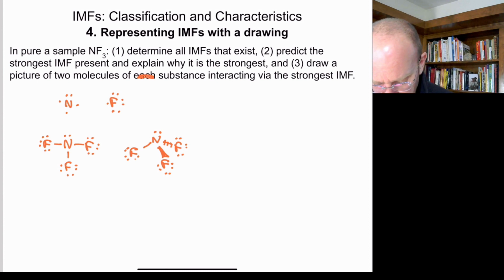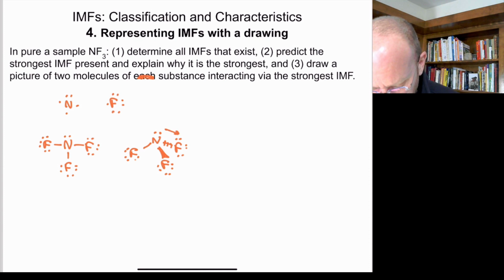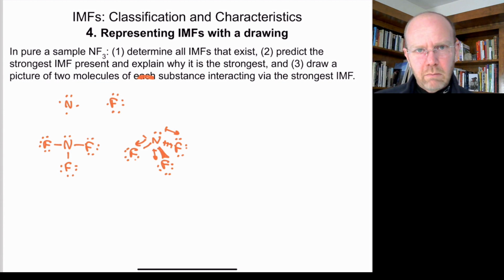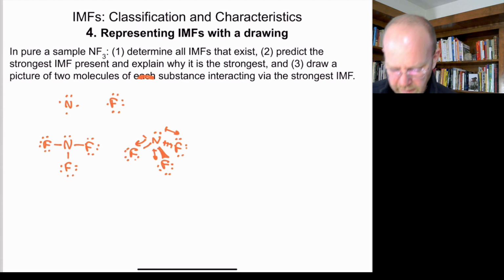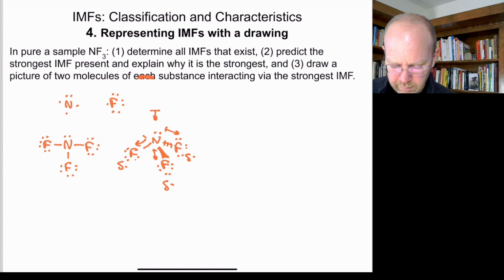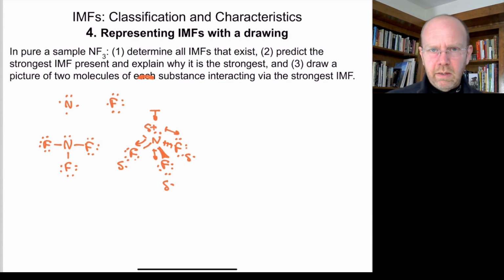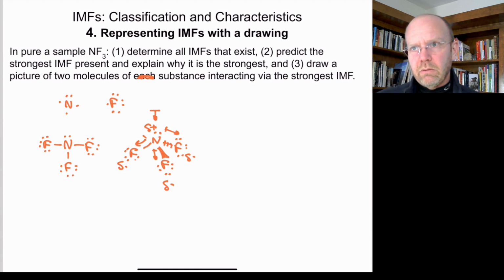And now I have to assess the dipole moments. Fluorine, I know, is the most electronegative element. I don't even have to look it up. So I know I have dipoles going this way, and I have 3 bond dipoles that put a partial negative charge on those fluorines. I have a molecular dipole that's the sum total of those 3 dipoles, so the molecular dipole would be like that. And that means this nitrogen has a positive dipole.